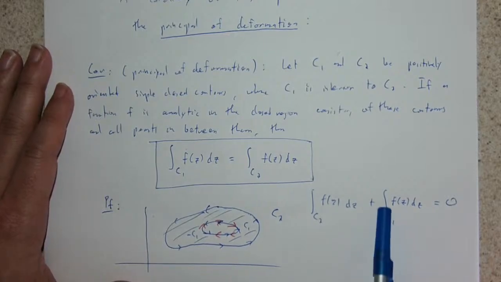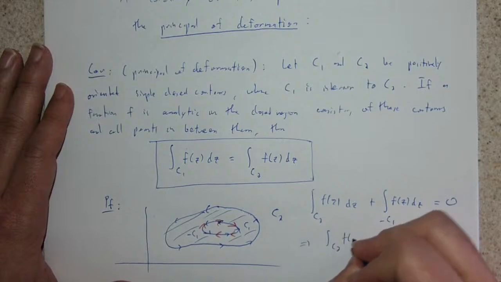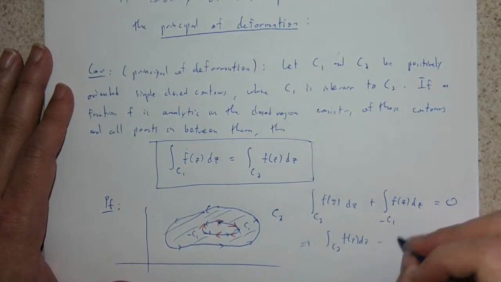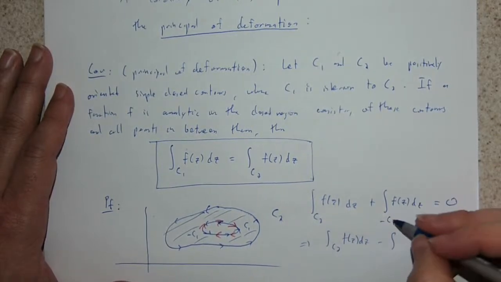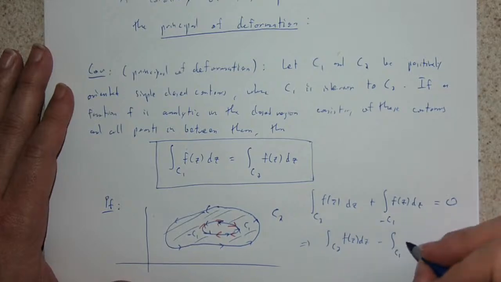But what is this? This is the integral over C sub 2 of f of z dz minus, right? The integral over minus the curve is minus the contour integral over the curve that's positively oriented.